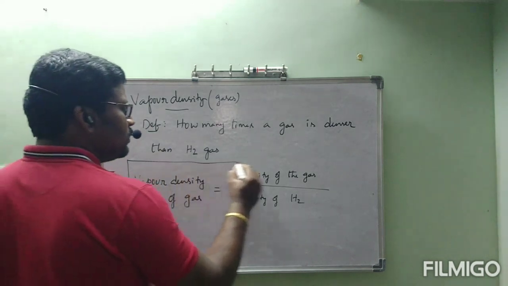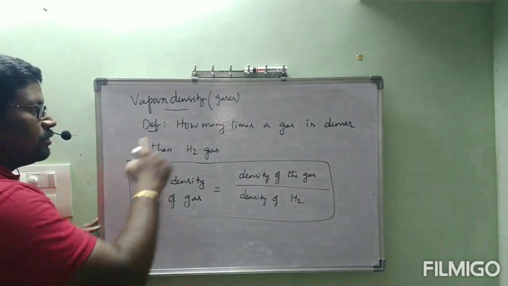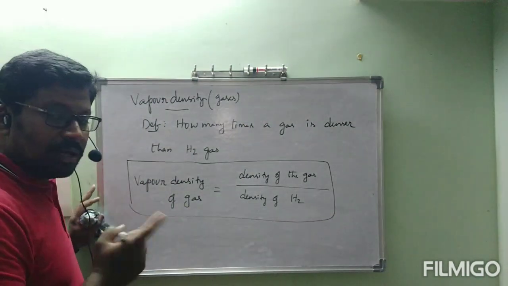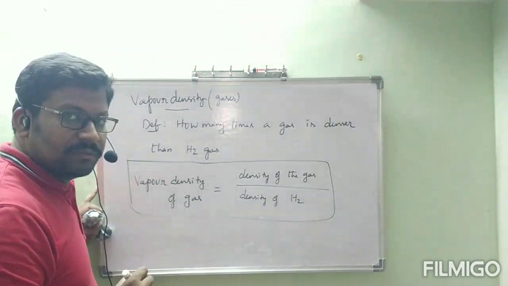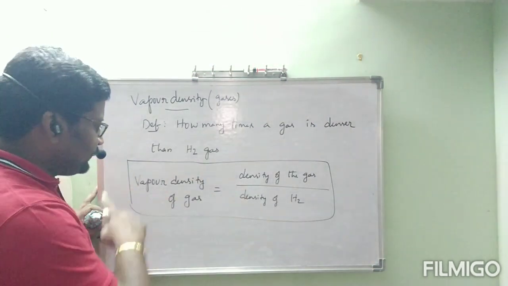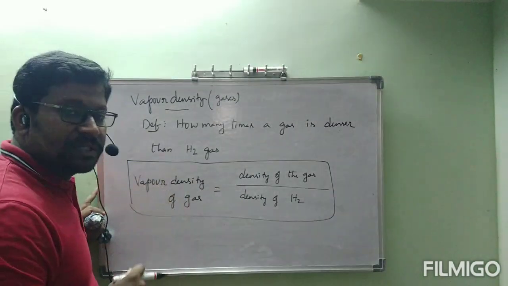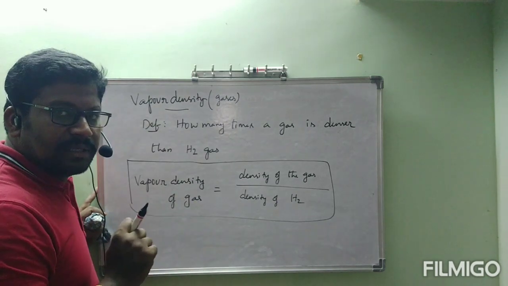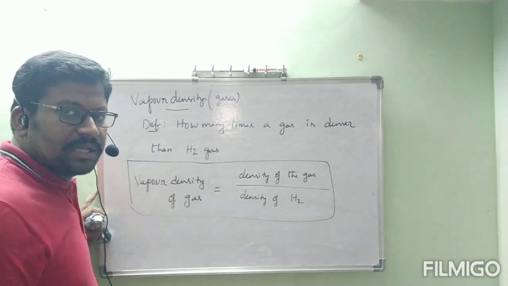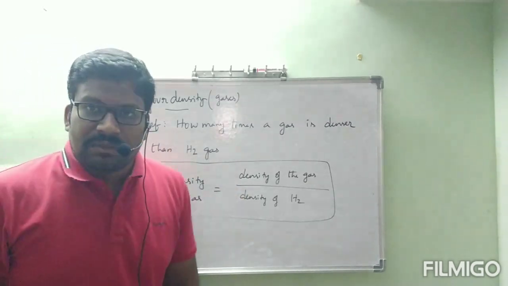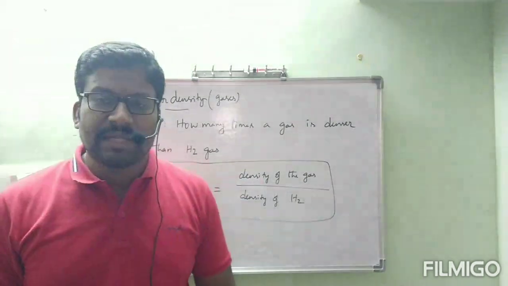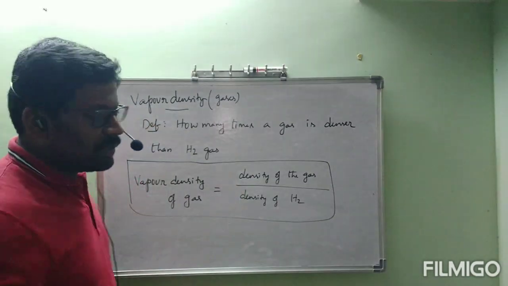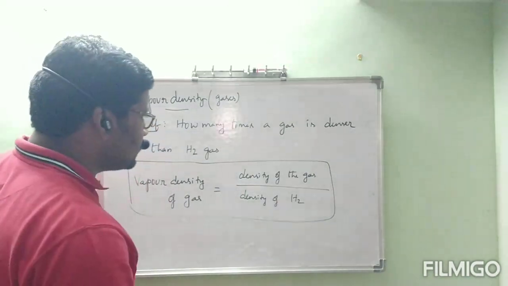While you are noting down in your notes, note down this definition first. After that, write this formula: vapor density of any gas is equal to density of that gas divided by density of hydrogen. This is the formula of vapor density. And what is the definition one more time? How many times a gas is denser than hydrogen gas. If it is 3 times, vapor density of the gas is equal to 3. If it is 10 times, vapor density of the gas is 10. In that way, we will go through. Okay, next. From this, we can derive one important formula. Let us see what that derivation is.